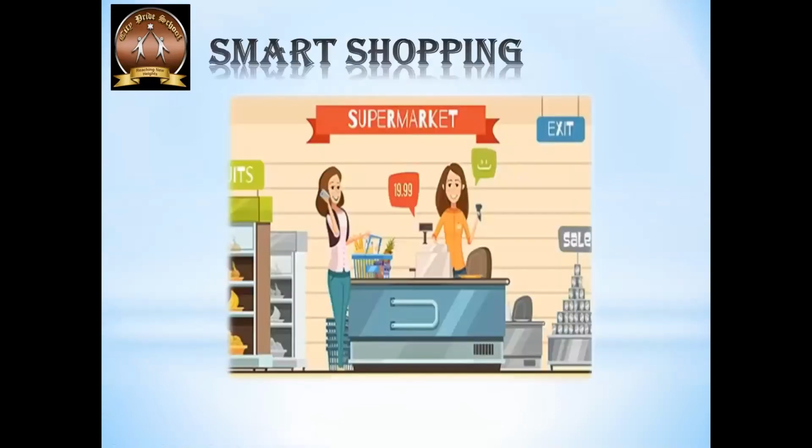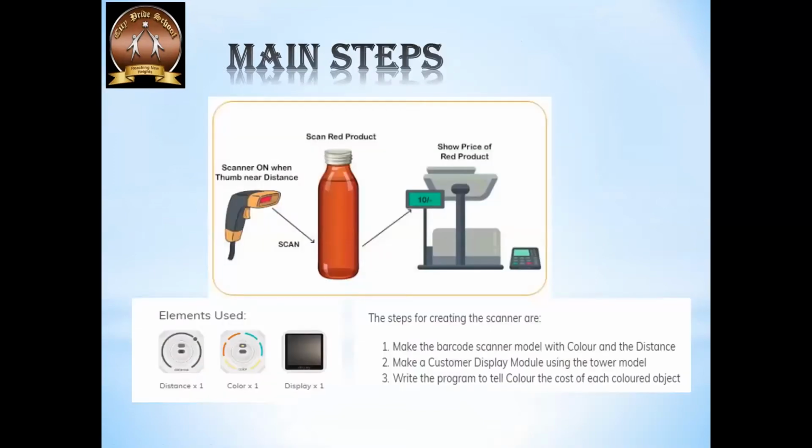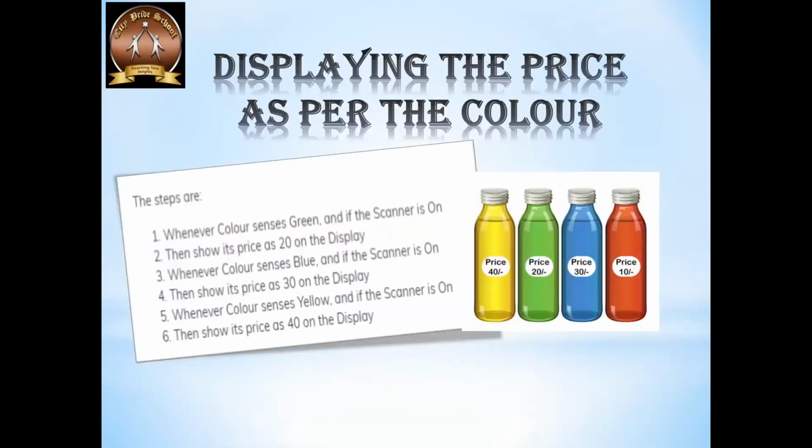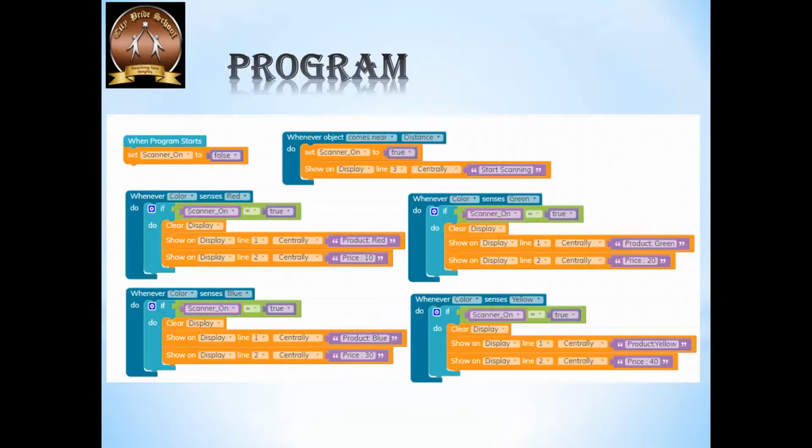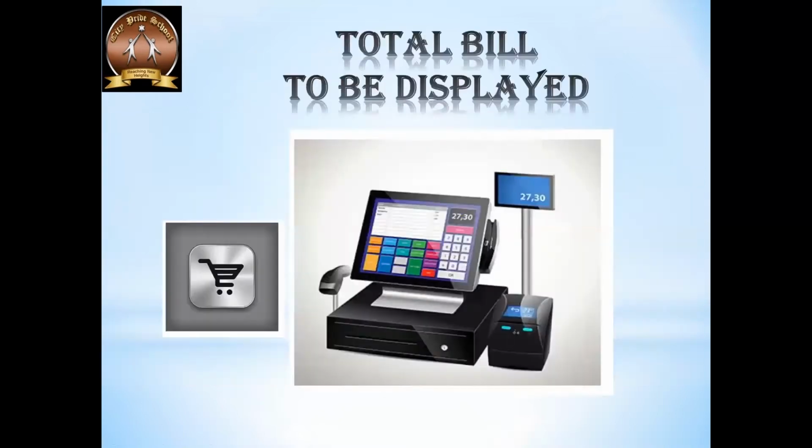In our last video, we studied smart shopping and how to display the product color and the product price on the display element. So this was the program which we had tried last week. And today we are going to discuss how to display the total bill on the display element.